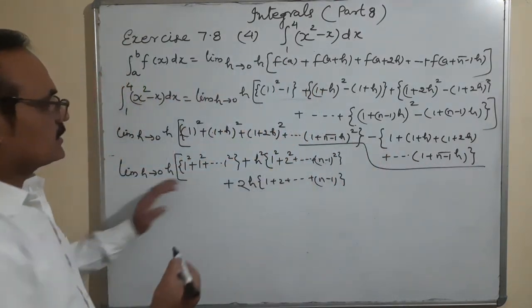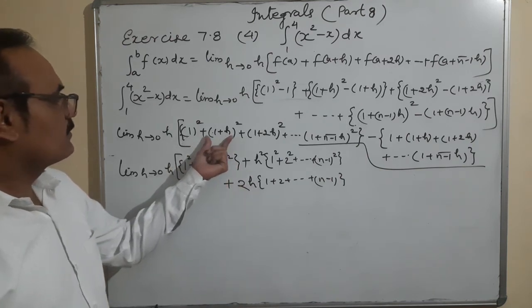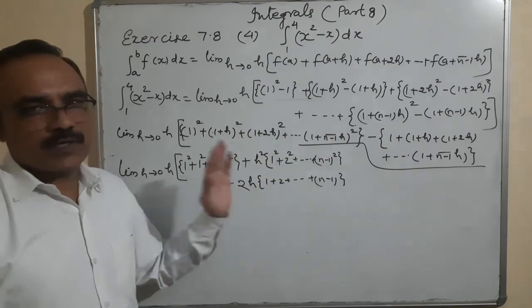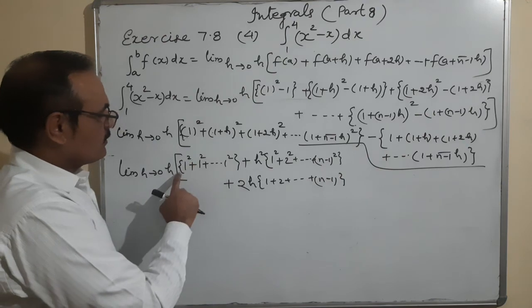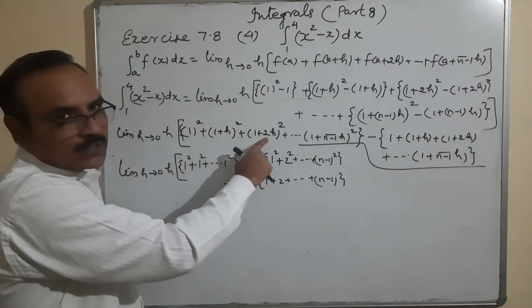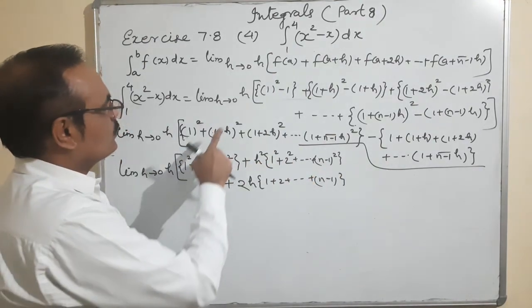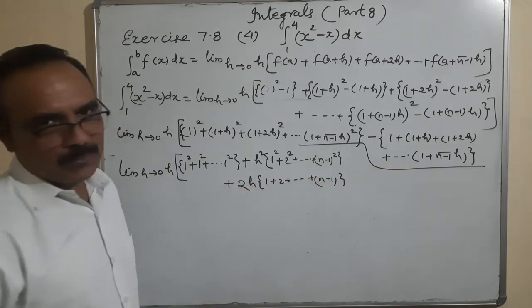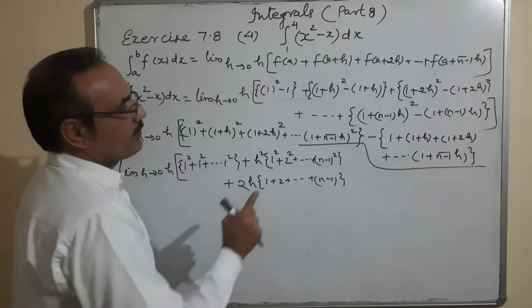Now the second term. This is the extension of 1 square, (1 plus h) whole square, (1 plus 2h) whole square, and so on. Is that clear? (1 plus h) whole square, 1 square is the first term collection; h square, (2h) whole square, (3h) whole square, h square common, second term; plus 2ab, 2 into 1 into h, 2h common, 1 plus 2 plus 3 plus up to n minus 1. Okay, so this is the end of that term.